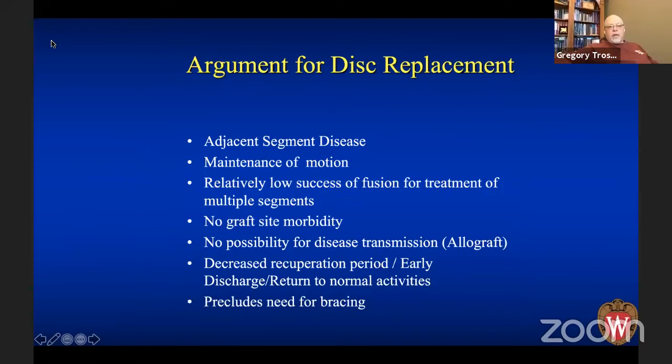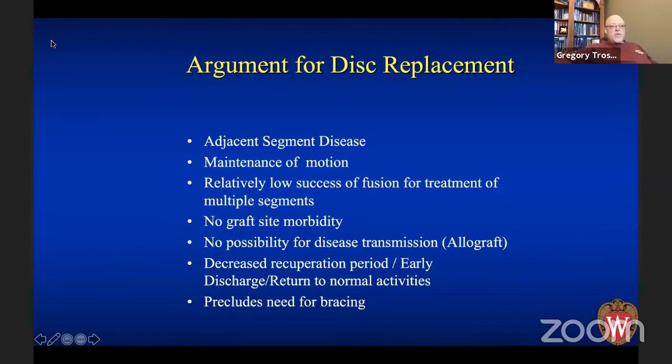There have been several arguments for disc replacement, including adjacent segment disease, maintaining motion, and relatively low success of fusion for treatment of multiple segments. Arthroplasties are approved for 2 levels here in the United States. I think going beyond that is probably not advisable. There's no graft site morbidity, at least here in the United States. Most people are using allograft and not using autograft any longer. No possibility for disease transmission, which can occur with allograft, although it is very rare.